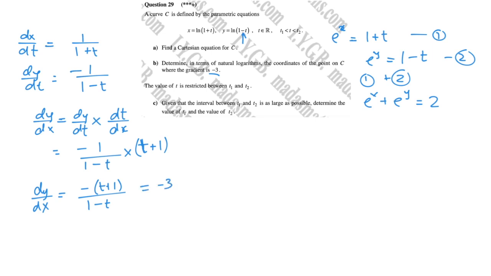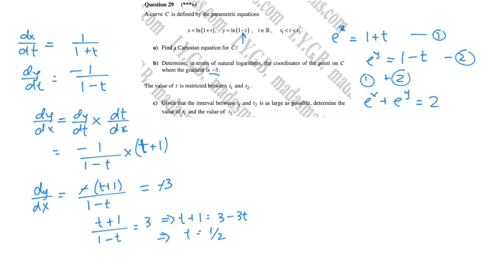Okay, so can I just cancel the negatives, because as you know, I hate negatives. So you have (t plus 1) over (1 minus t) equals 3, followed by t plus 1 equals 3 minus 3t, followed by 4t equals 2, so t equals a half.